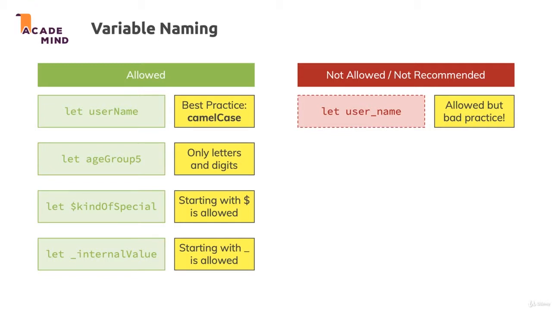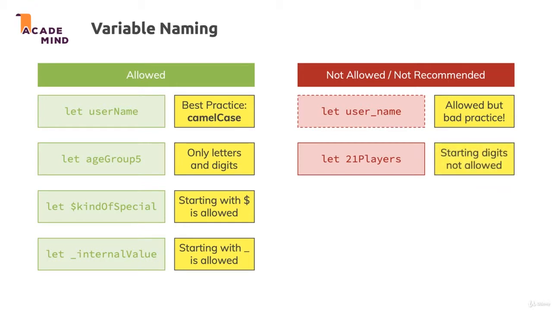Now, what's not recommended, but more importantly, not allowed, is, for example, a variable name like this. Whilst I did say that you can use any name that uses letters or digits, you must not start with a digit. So your variable name or your constant name, and everything I explain here is true for constants created with the const keyword as well.